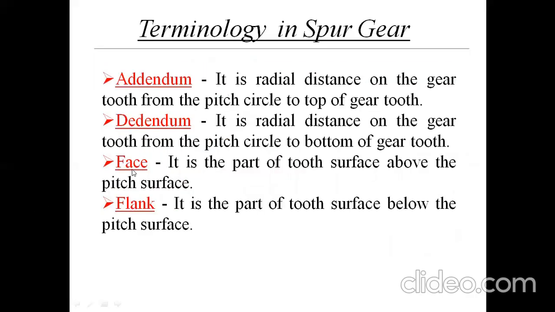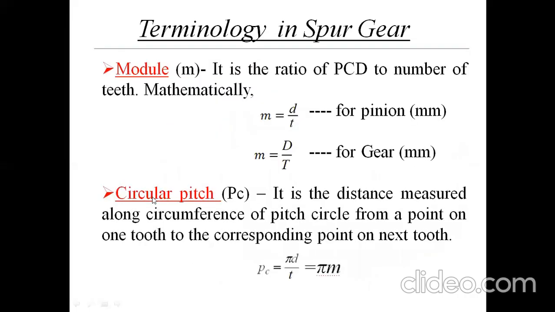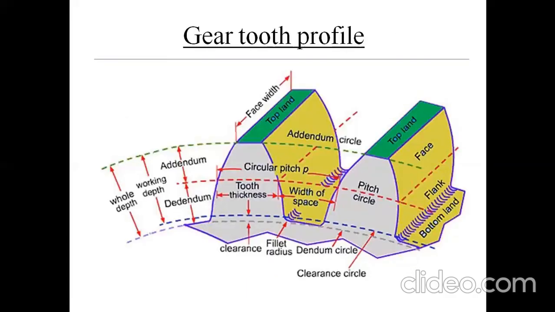Next is face and flank. Again, you can see here in this figure, face. Face is that part of the tooth surface which is above the pitch surface. This yellow shaded portion above the pitch circle. This is the pitch circle, and from that pitch circle up to the top land, it is nothing but face. It is called a face.